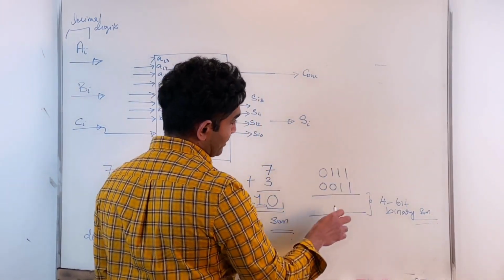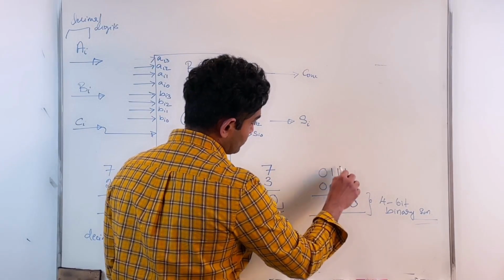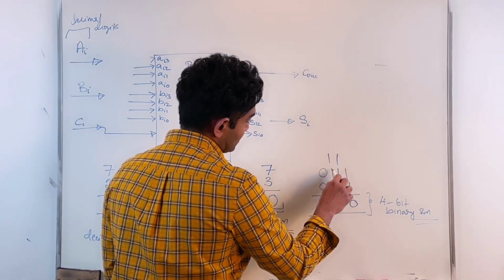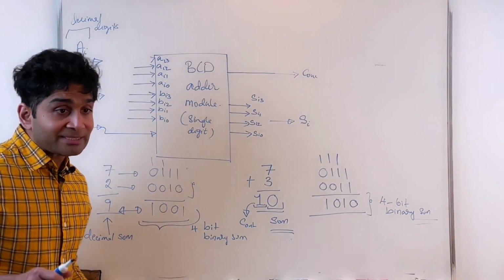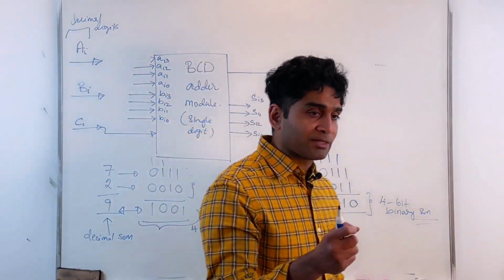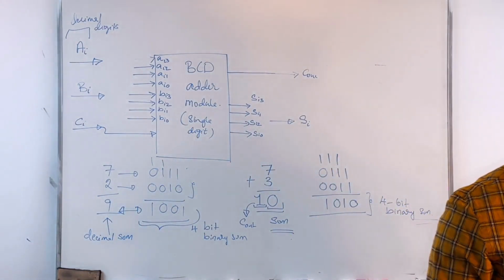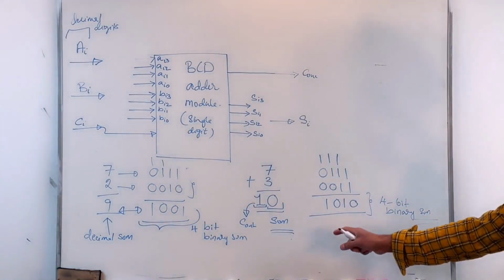And what am I going to get here? 1 plus 1 is 1, 0. That's 1, 1, 1, 0. That's it. So that's 1, 0, 1, 0, which is the right binary sum. There is nothing wrong about that. The adder works fine. However, this is not the format that I need.